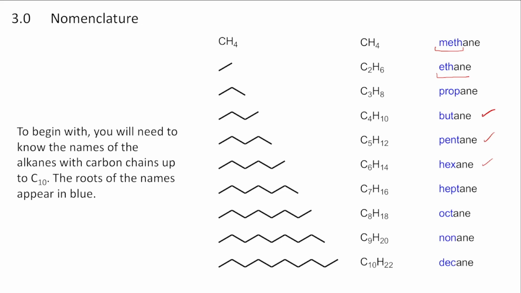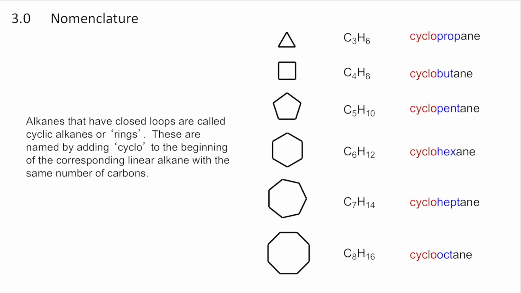These are names you're going to have to commit to memory, and we're not going to go longer than 10 carbon chains in this course. You can also have cyclic alkanes, and we're not going to spend much time looking at the nomenclature for cyclic alkanes, but you should know that they can exist.